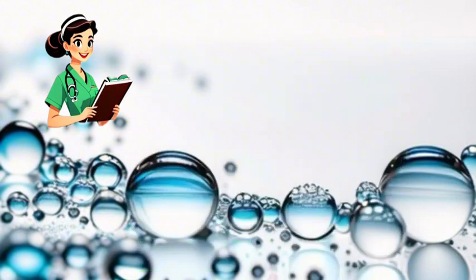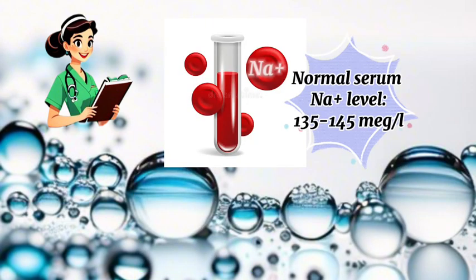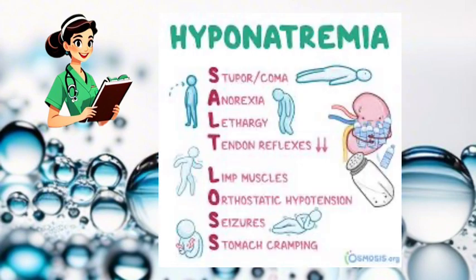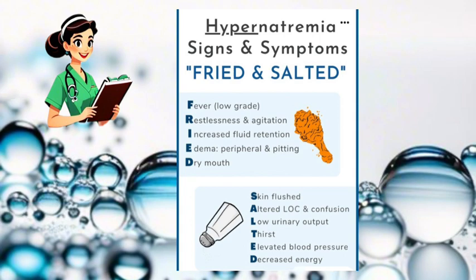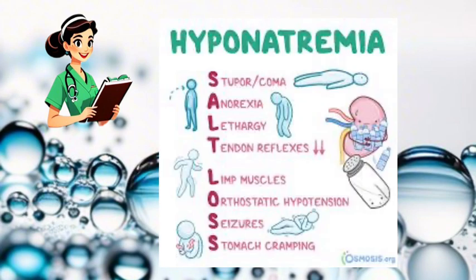3. Hyperactive bowel sounds. The normal serum sodium level is 135 to 145 mg per liter. Hyponatremia is evidenced by a serum sodium level lower than 135 mg per liter. Hyperactive bowel sounds indicate hyponatremia. The remaining options are signs of hypernatremia. In hyponatremia, muscle weakness, increased urinary output, and decreased specific gravity of the urine would be noted.